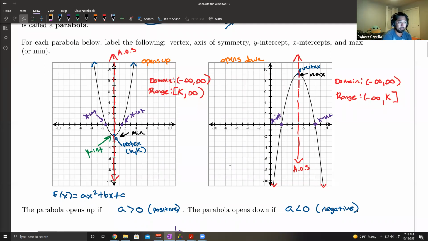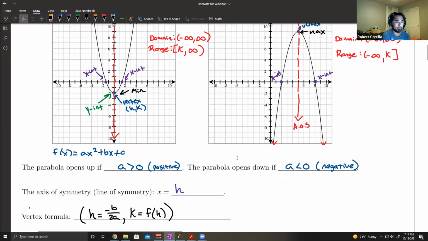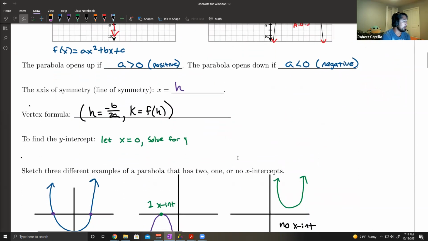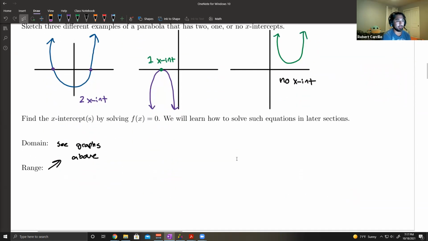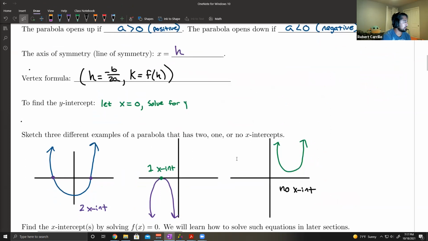Okay. Everybody good with this first page? It was all definition. Everything we need to know about parabolas and quadratic functions. Okay. Let's get moving.